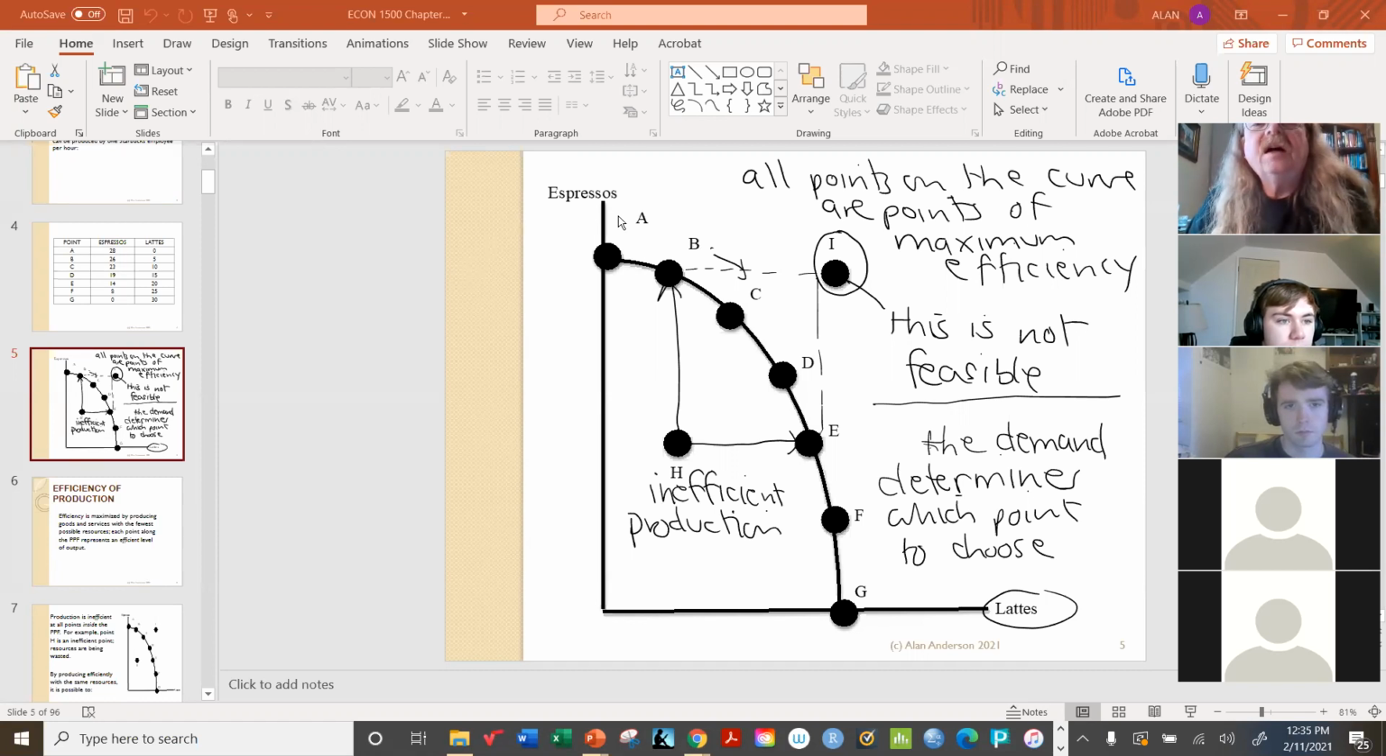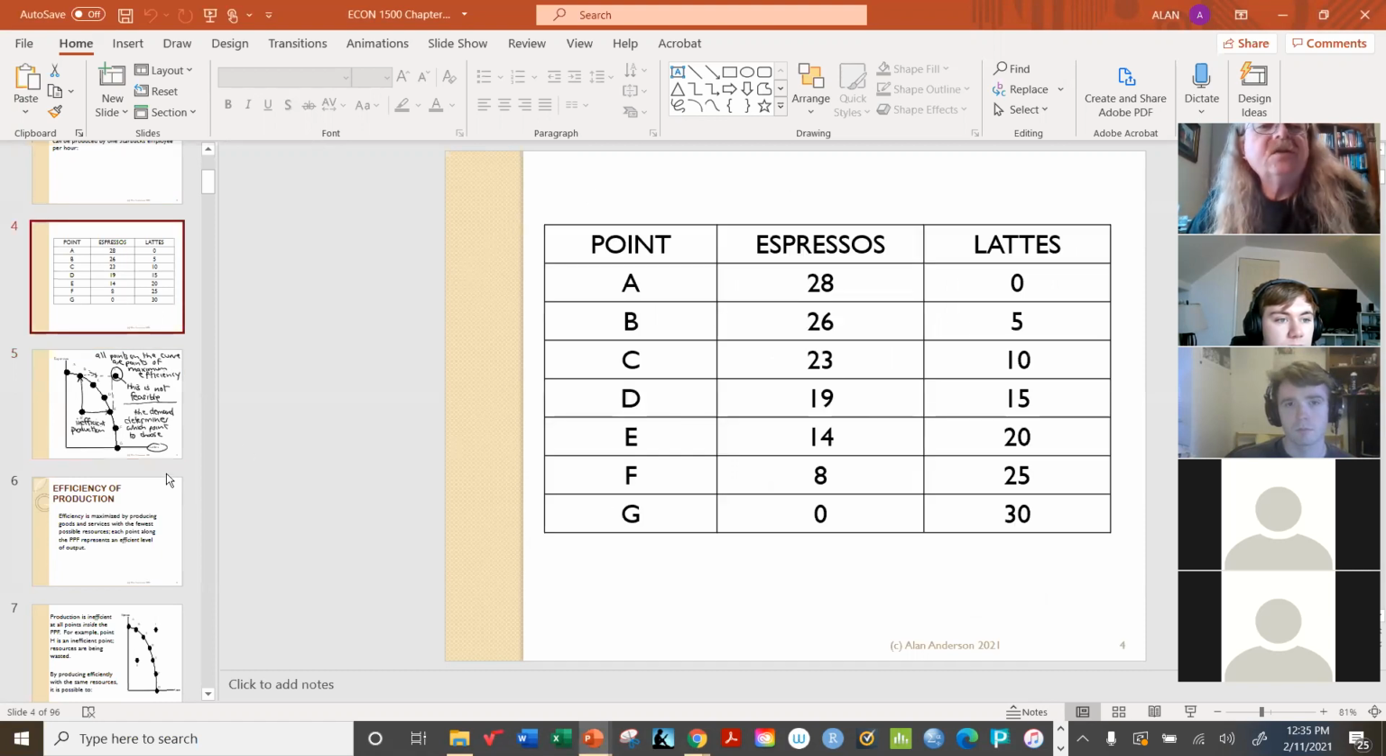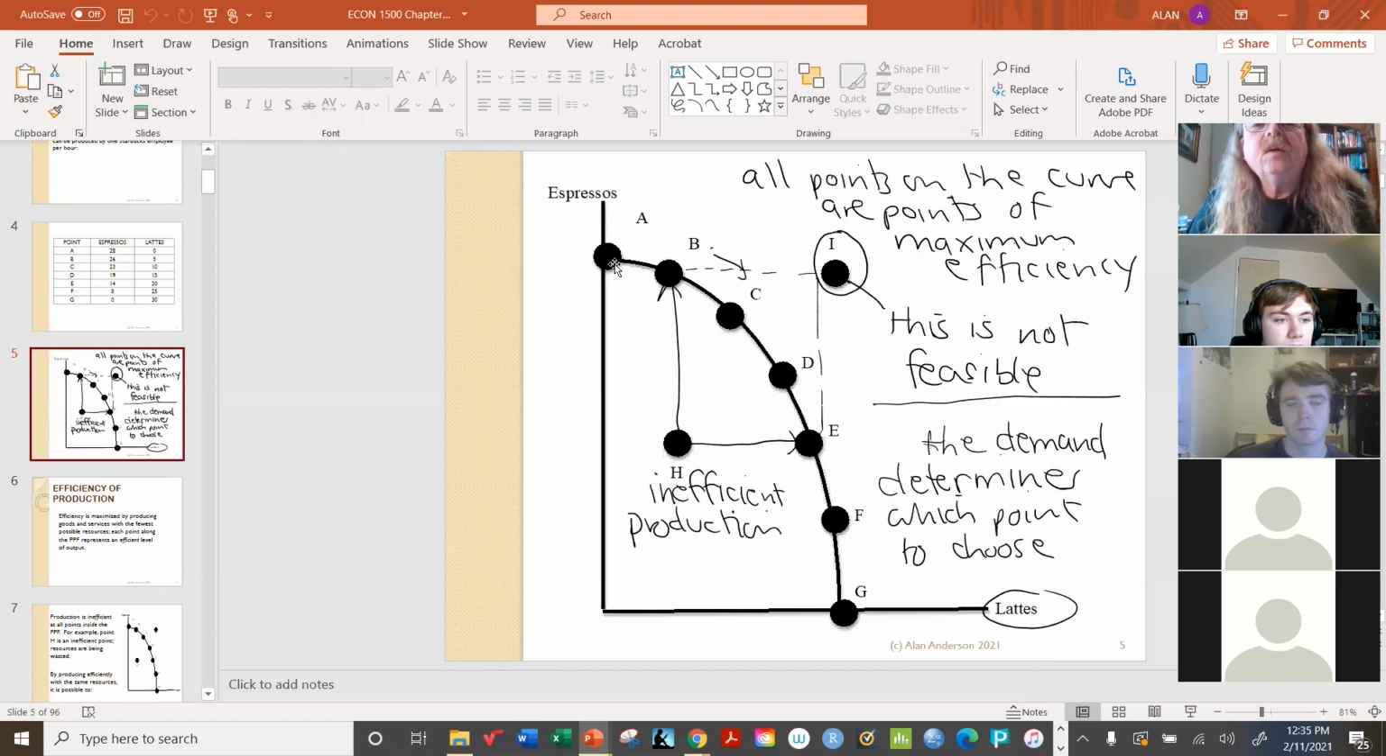On this graph, I have espressos on the vertical axis and lattes on the horizontal axis. These are the quantities of both goods that I'm producing. And all the points are shown here, points A through G. In the upper left-hand corner, we have only espresso. In the bottom right-hand corner, we have only latte. And then we have all these other options in between.